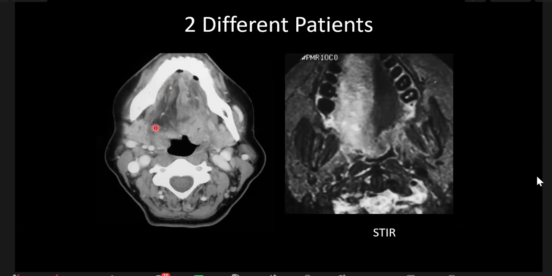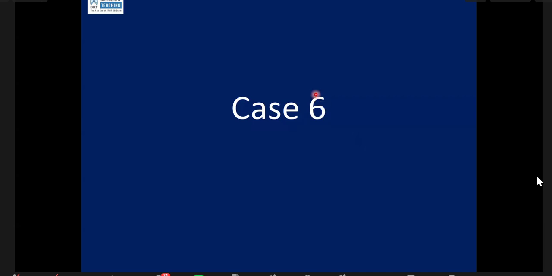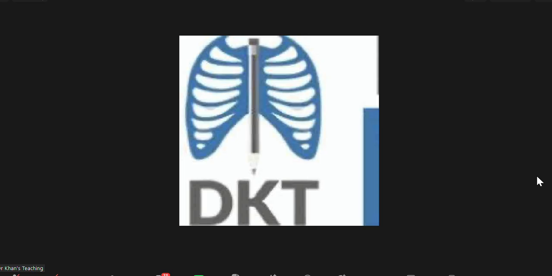This is, of course, a different patient. This is just like our case, fatty atrophy. This one has STIR. So this is a good case where we can learn many things. Okay, now we go to the next candidate.